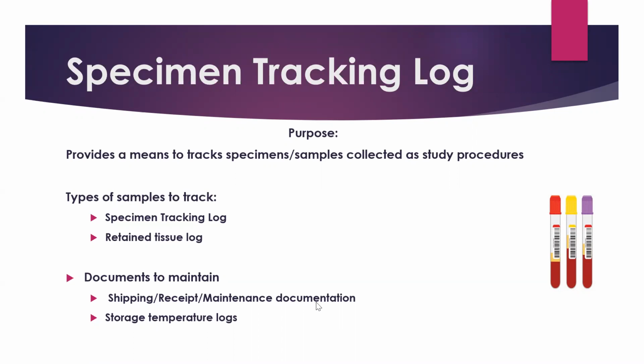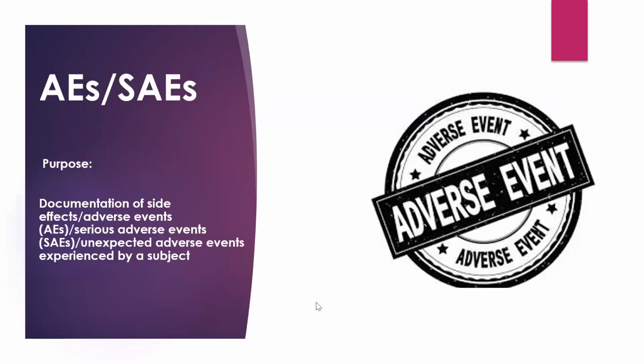All right, quickly, adverse events, SAEs. The purpose is we want to show that if anything unexpected or any side effects occurred to our subjects while they were participating in the study. And some of these things, like the adverse events, you might just keep a log in the subject binder, but then you might have a different log for serious or unexpected adverse events.